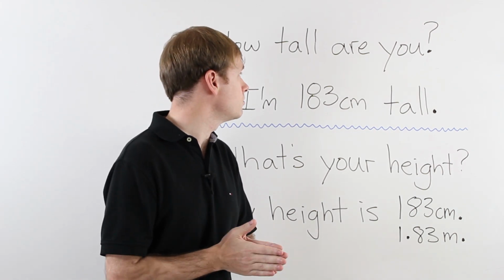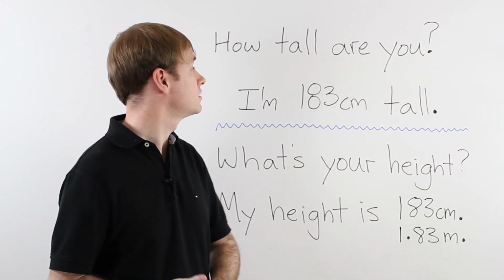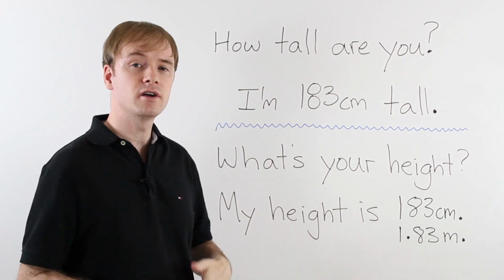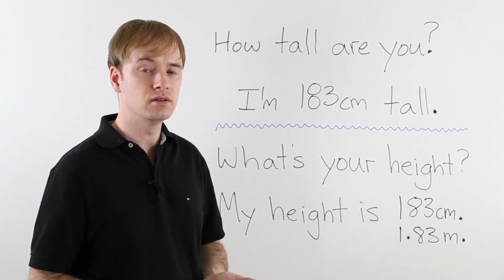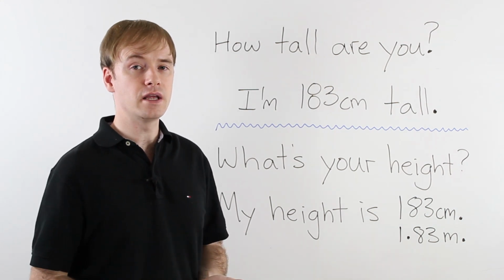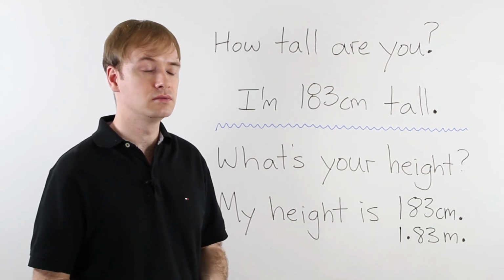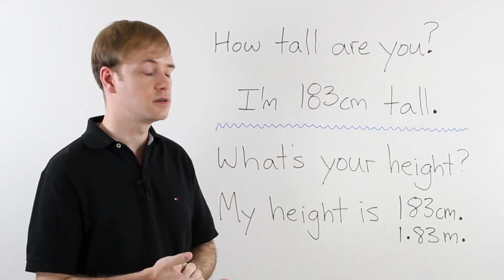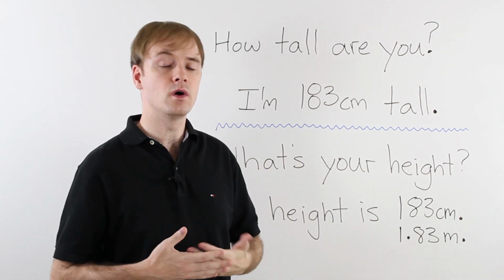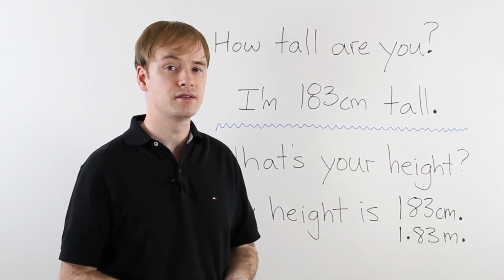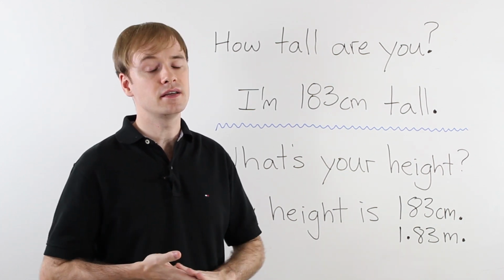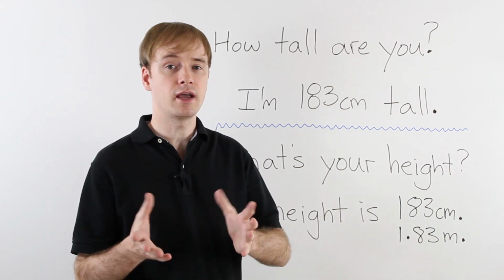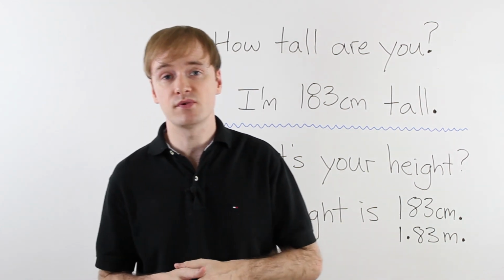One more time, I'll say it really fast. How tall are you? I'm 183 centimeters tall. What's your height? My height is 183 centimeters. My height is 1.83 meters. Okay, so let's look at a few more examples.